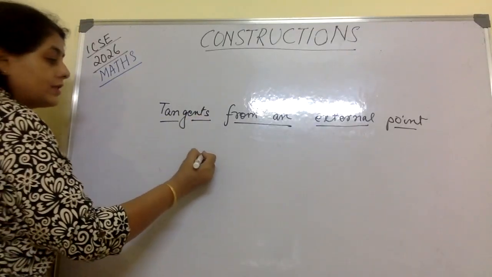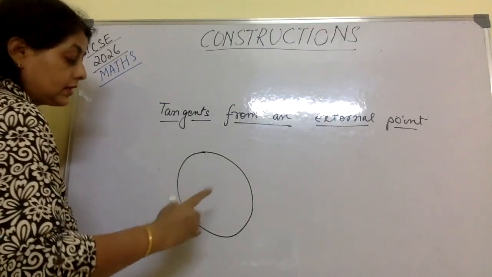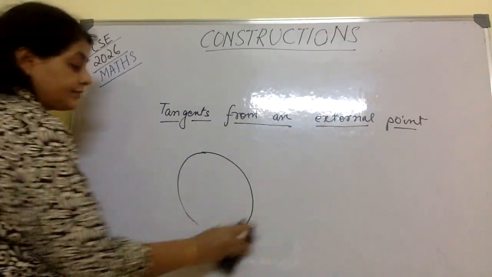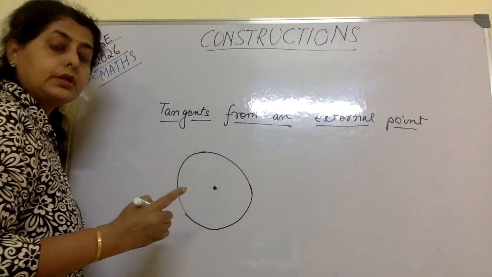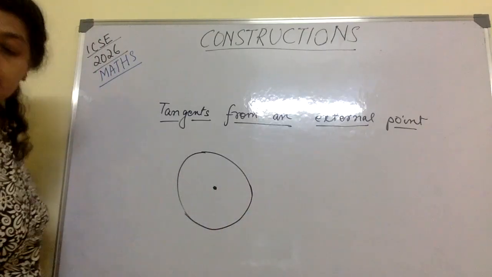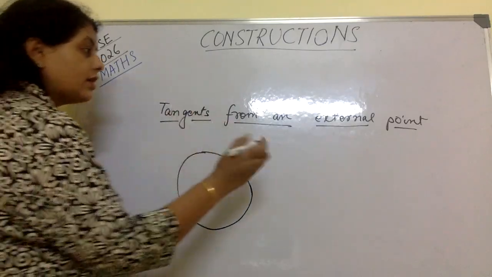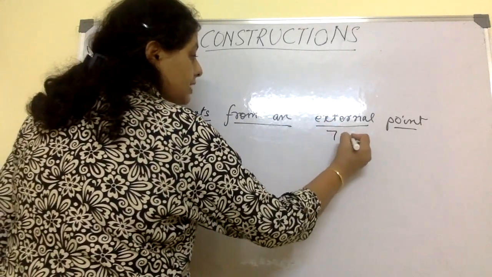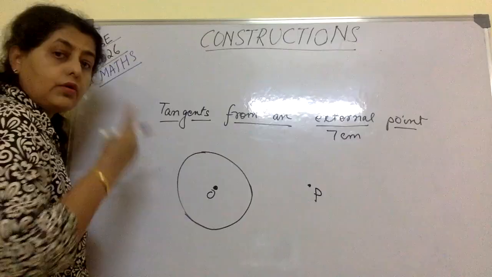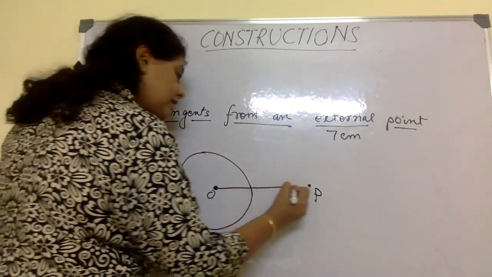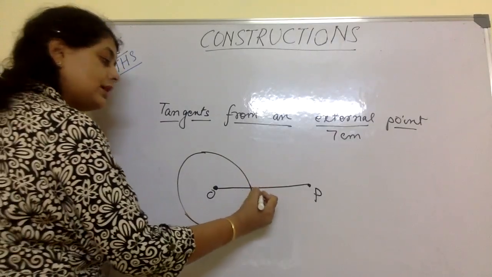Now if you have a circle, supposing they have given a circle of radius 4 centimeter, to this circle you will have to make two tangents from an external point which is at a distance of, let's say, 7 centimeter. That is, the point P is at a distance of 7 centimeter from the center O. So we hold our scale, measure 7 centimeter and fix the point P.